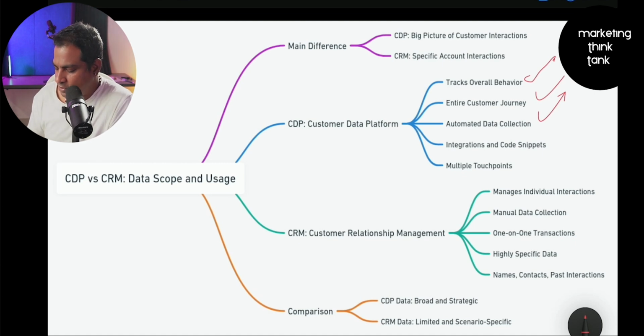Then you have multiple touch points. It gives you information about all the touch points, and there can be a lot of integrations happening, which means you can integrate your Google Analytics to your CDP. You can include your heat maps in your CDP. You can do a lot of interactions like that.